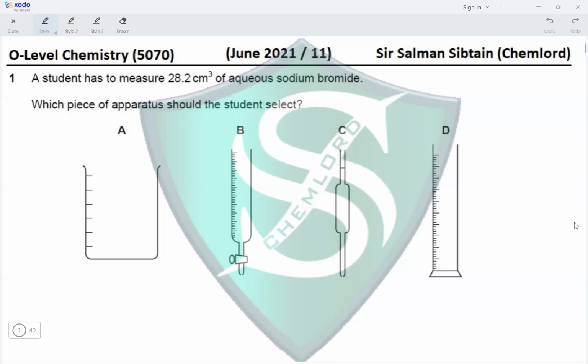C, a pipette. A pipette is also used to measure accurate volumes, but the volume that a pipette can measure is fixed based on the volume of the pipette itself. Like a 25 cm cube pipette can only measure a volume of 25 cm cube, nothing below or above that value. So a fixed value of 25 cm cube can accurately be taken using a pipette.